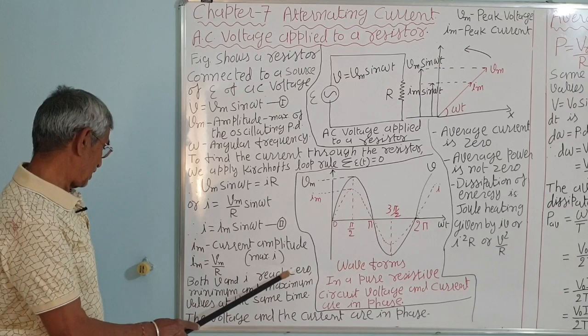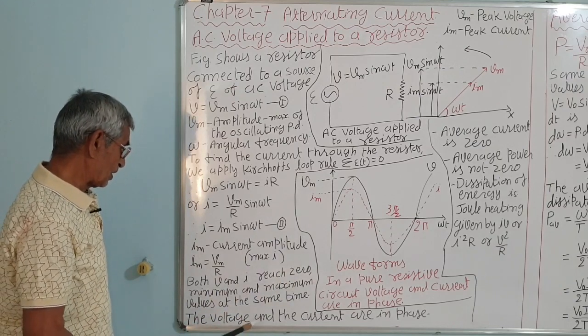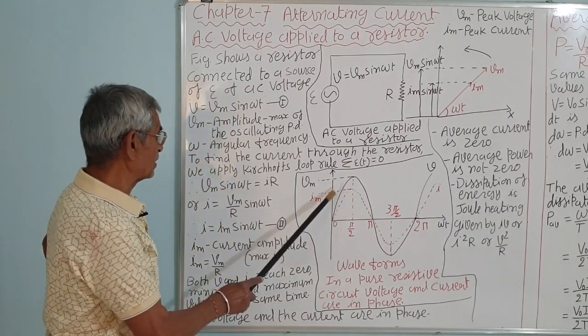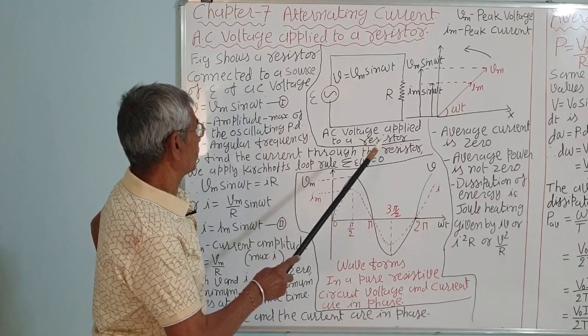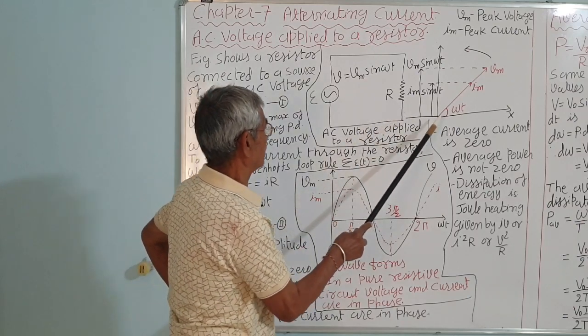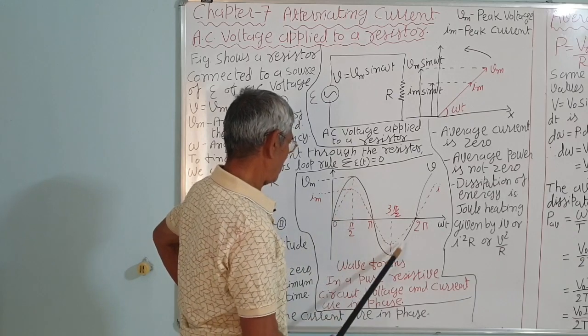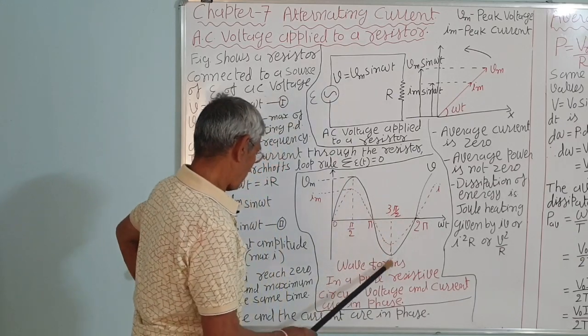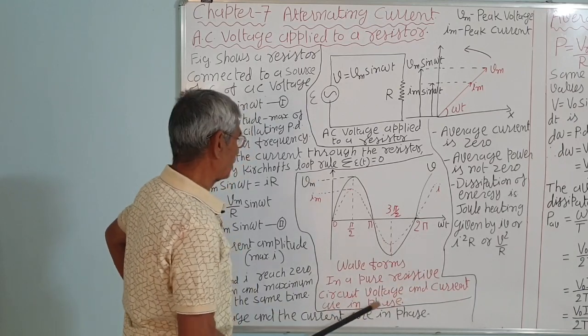Both V and I reach zero, minimum and maximum values at the same time. The voltage and the current are in phase. There is no phase difference. Correct? Both are in phase. You can say this is a phasor diagram. Correct? This is the waveform of this. In a pure resistive circuit, voltage and current are in phase.